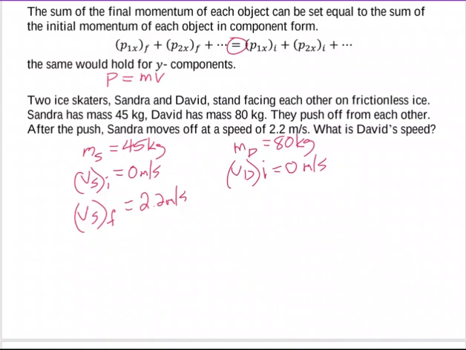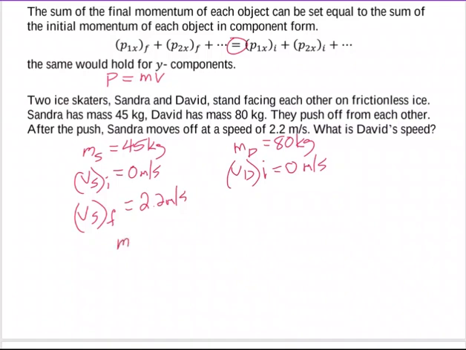So final momentum is going to equal initial momentum, and it's all along basically the x direction. So I don't need to write the x part. So I can just use initial and final. So let me write the formula. It is momentum final plus momentum final equals, right? But I'm not going to write momentum. I'm going to write mass times velocity.